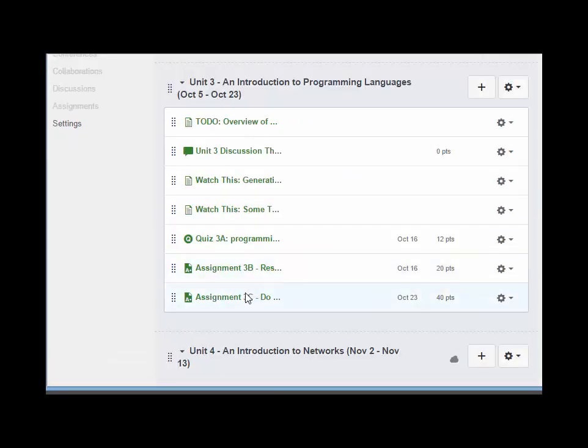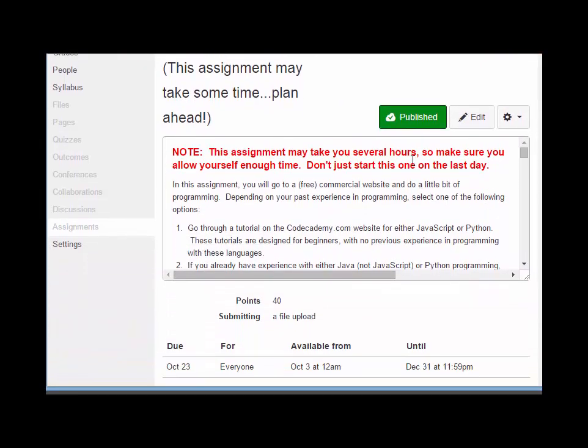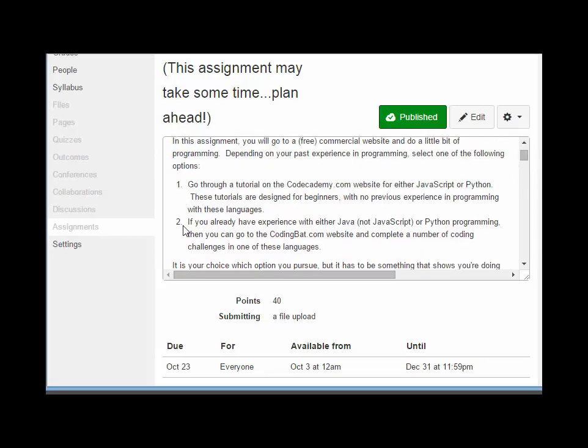And then the last assignment, this is the longer one, and it takes a while to describe what the assignment is. Don't just start this one at the end of the 3-week period. Allow yourself a lot of time. Now, you've got to pick one of these two options. Either go through a tutorial on the codecademy.com website, and I'll let you pick either JavaScript or Python. You can't pick the JavaScript tutorial if you already know how to program in JavaScript. If you already know how to program in Python, you can't pick the Python tutorial. I want you to learn more in this class than you already knew. But if for one of those languages you don't already have any experience, you could pick that.